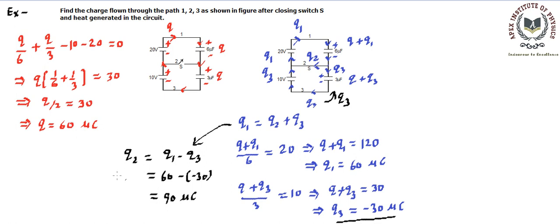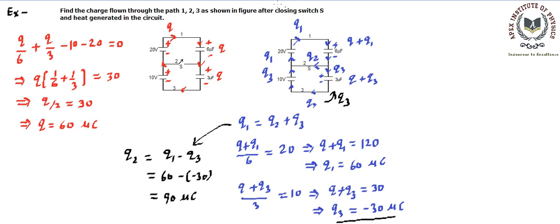That means Q2 came out to be positive. That means from this branch, 90 microcoulomb charge has to flow, and that will be flowing from right to left. And Q3 will be from left to right, and Q1 will be from left to right. So this is how we can find out how much charge from the three different paths is going to flow. That means from path 1 is going to be 60 microcoulomb in the sense shown. From path 2 is going to be 90 microcoulomb in the direction shown in the figure. And from path 3 is going to be 30 microcoulomb from left to right.